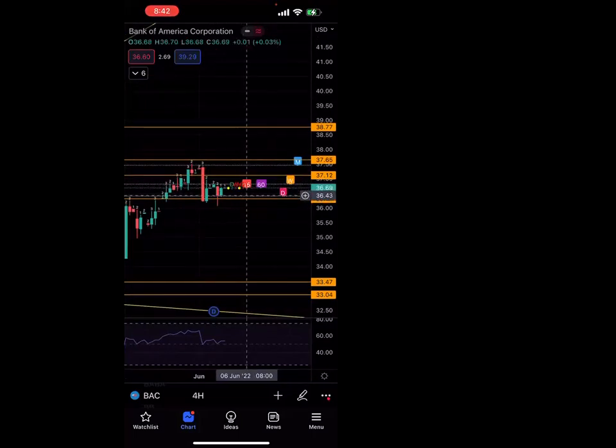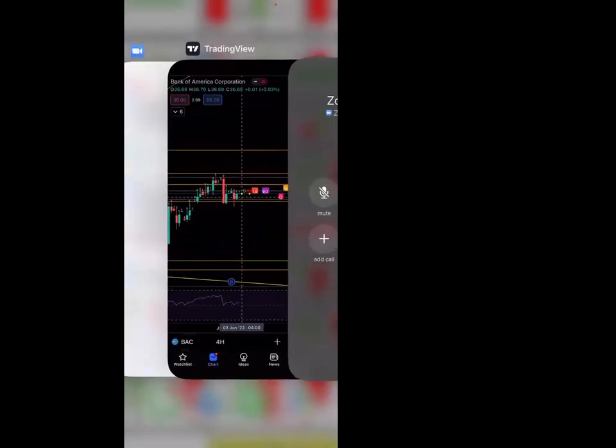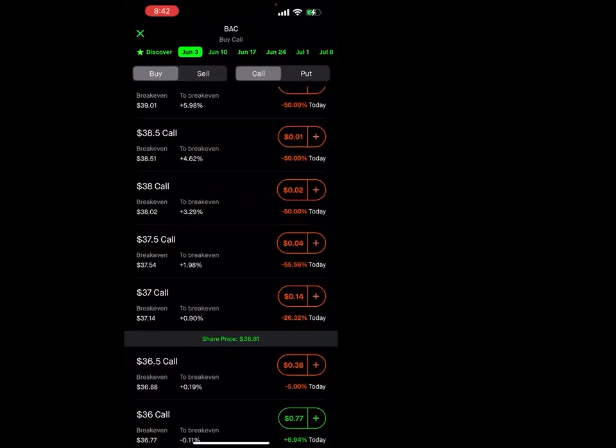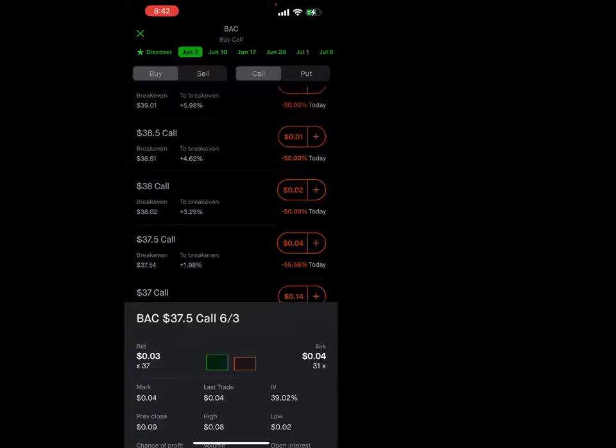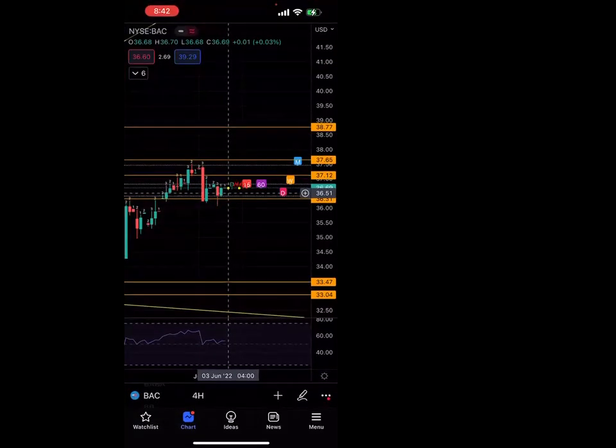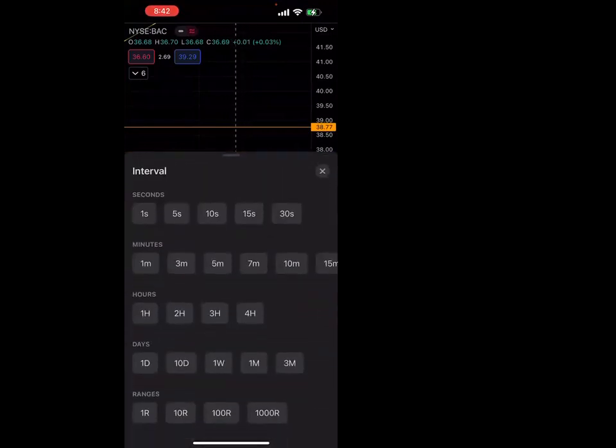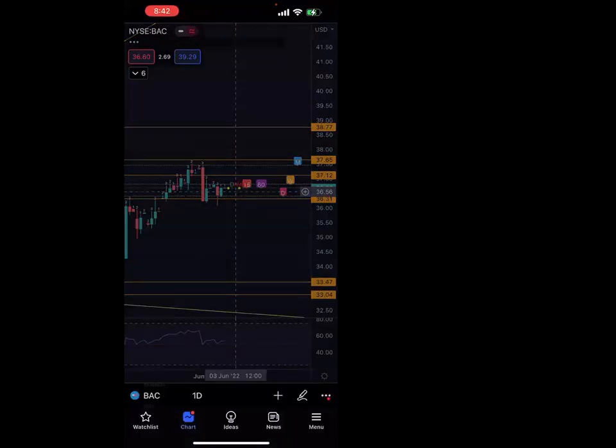So let's say you didn't ask this question, but I'm going to make believe you asked me, how do I pick the strike price, right? Like, how do I know to go for this 37.5 call? It's because the candlesticks are letting me know that. We're sitting at 36.69, right? Let's go ahead and take it over to the daily chart.